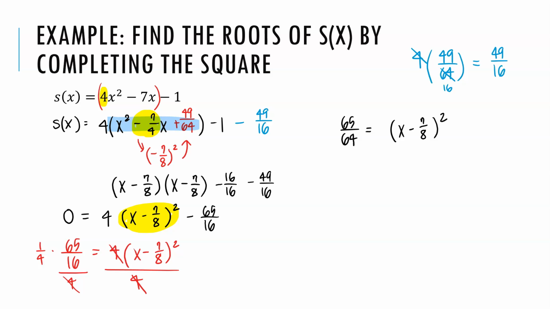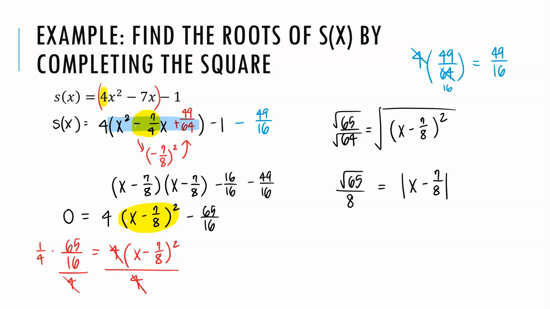Then solving this further algebraically, I can take the square root of both sides. I know we haven't really talked about this yet, but when you have a fraction and you're taking the square root, you can take the square root of both the numerator and the denominator. So the square root of 65 cannot be simplified any further. It's just the square root of 65. However, the denominator for the square root of 64 is equal to positive 8. This is equal to the absolute value of x minus 7/8.